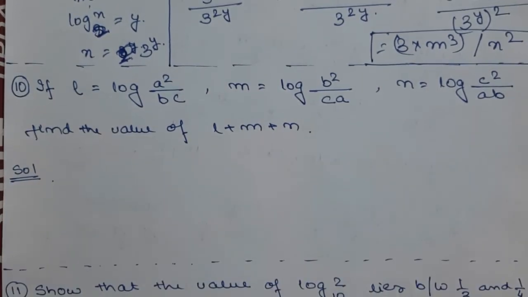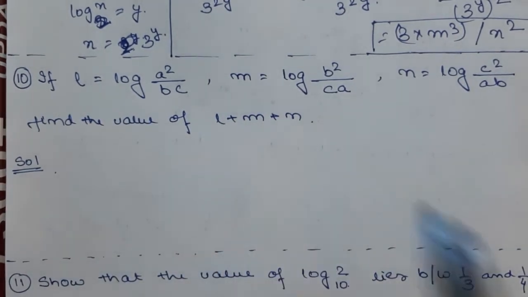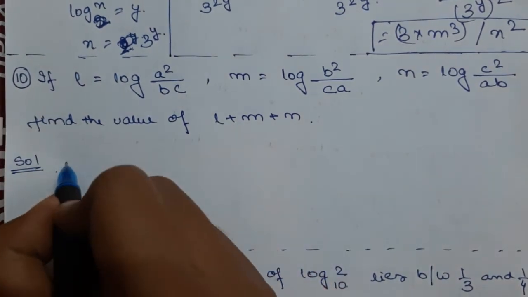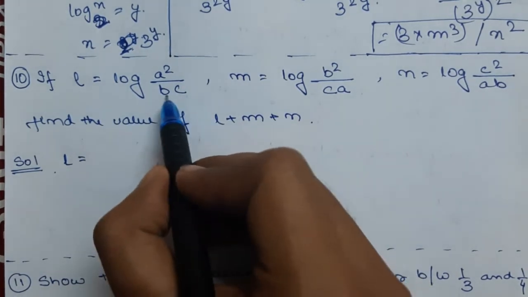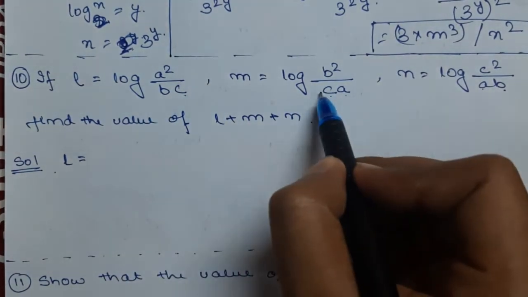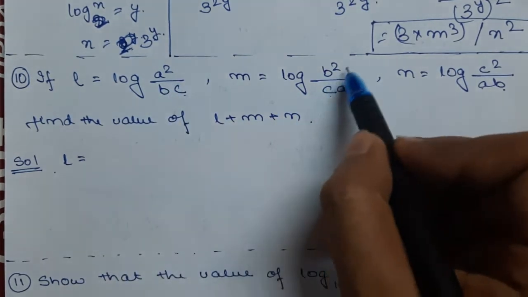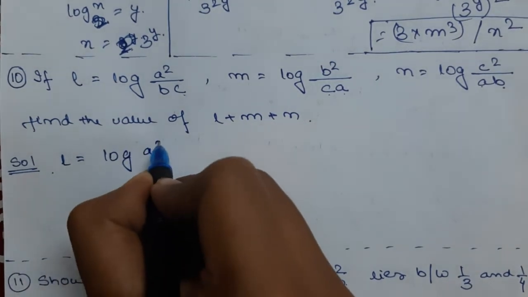Now this is a little different problem. Here L, M and N values are given, so we have to find the value of L plus M plus N. See, for doing this problem, let us first change the L value. Here the bases are BC, CA and AB. Here A is missing, here B is missing, here C is missing. So if we multiply and divide by A here, by B here, and by C here, let us check what the result is.